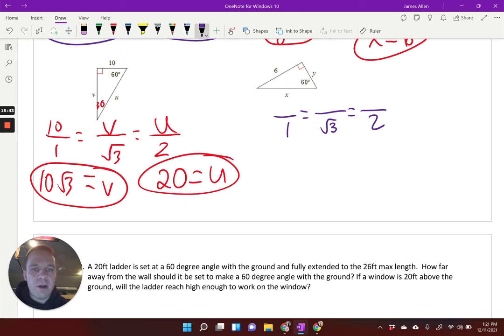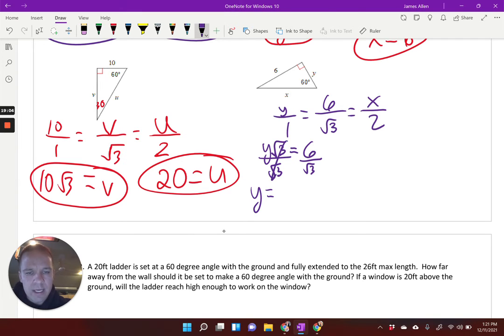Across from my 30 is y. Across from my 60 looks like the 6. And across from the 90 is x. We're going to cross multiply and solve for y. So I get y root 3. Why am I struggling with my 3's? Root 3 equals 1 times 6, which is 6. Divide by root 3, and I get y equals, that cancels, 6 over root 3, which we cannot keep.